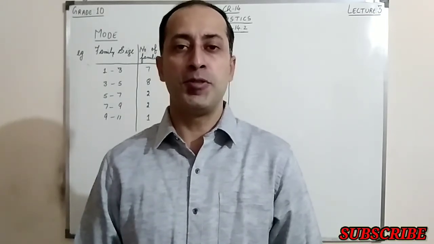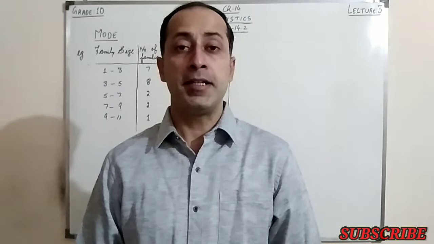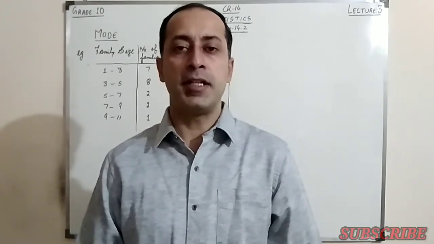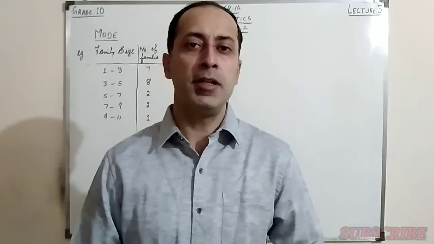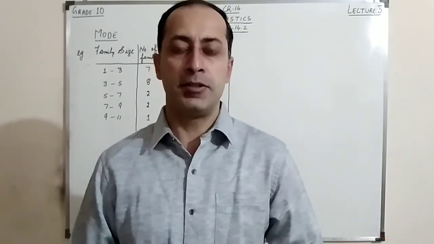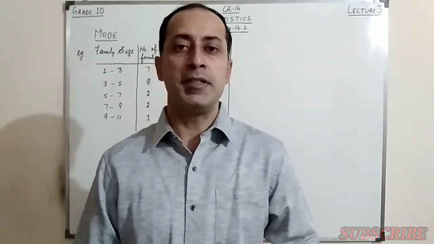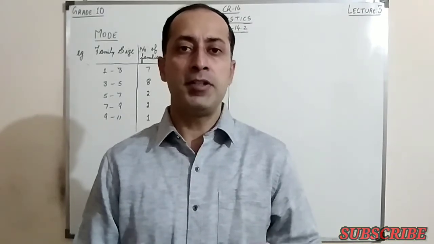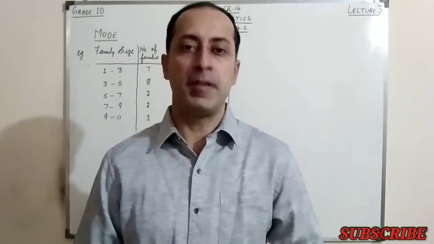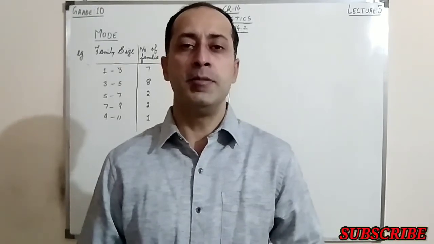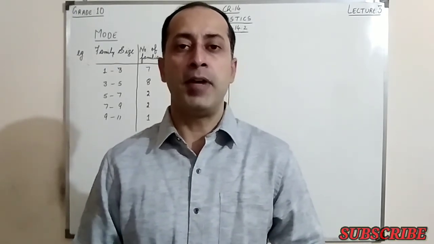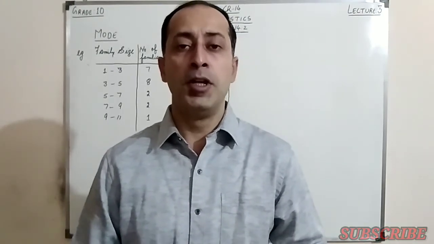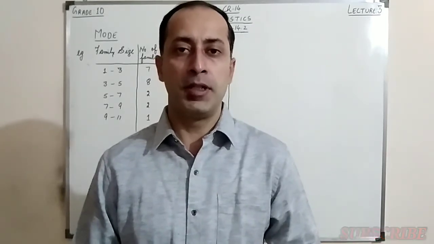Today we are going to continue our chapter Statistics with the next measure of central tendency, that is mode. To understand the mode, we'll take an example first. What we learned about the mode in our previous class was that to find the mode, we check which item has the maximum frequency, and that is the mode. This was used to find the mode for ungrouped data. But now we are going to study how to find the mode in grouped data.